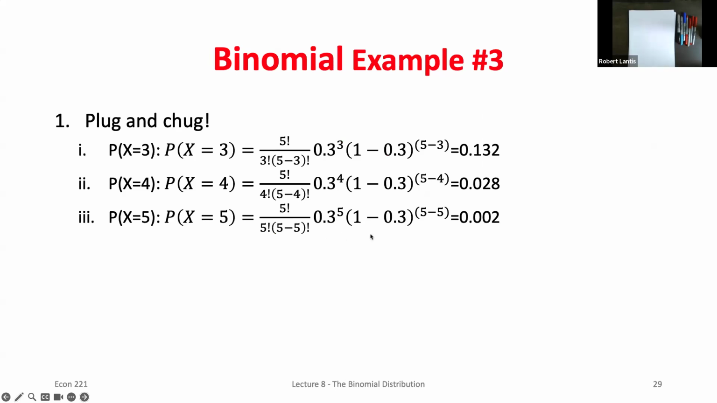So I went ahead and determined that. Once I add these all up, I get the probability that I see 3 or more of these 5 people have a degree as 0.16.